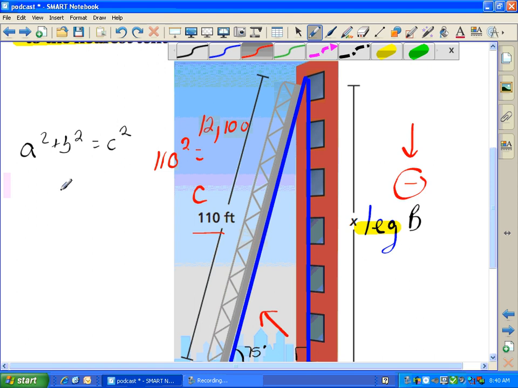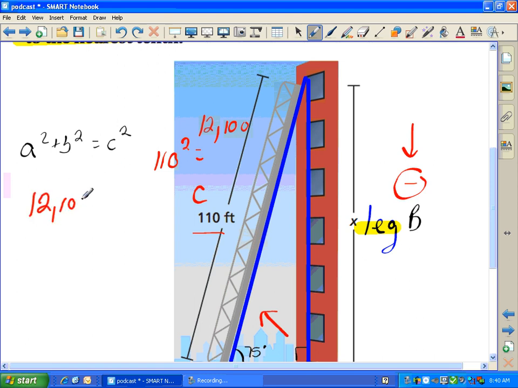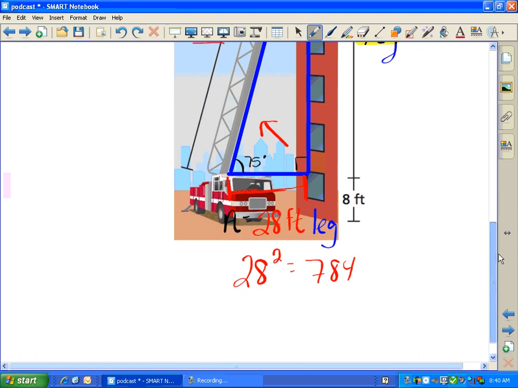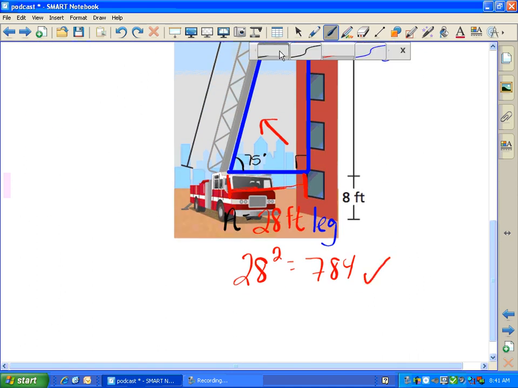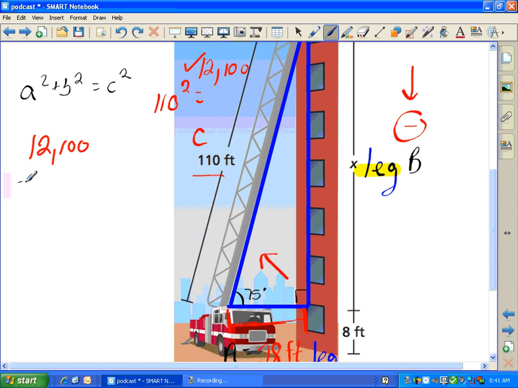So I'm going to take 12,100 right here, and I'm going to subtract 784. When I do that, it should give you an answer of 11,316. Remember, guys, I subtracted because I'm looking for a leg. If I were looking for the hypotenuse, I would have added here.